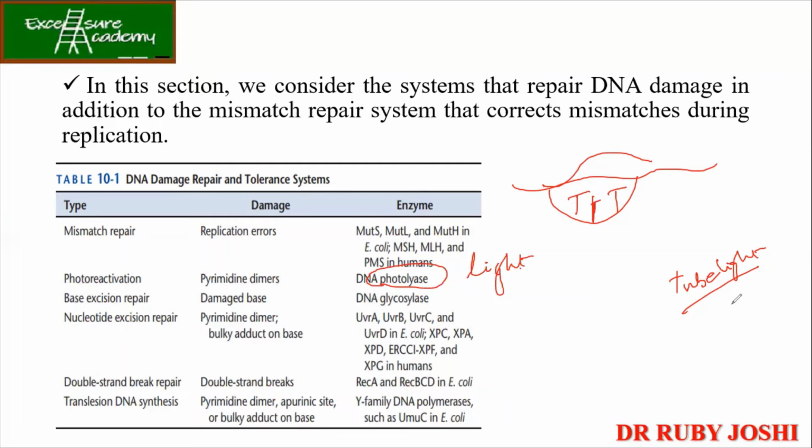Ma'am, it's just a guess. Like the DNA bases absorb light only at 260 nanometer. So the wavelength needed is not provided by tube light to activate the photolyase. Okay, but here it is the photolyase which is breaking the bond. It's an enzyme.